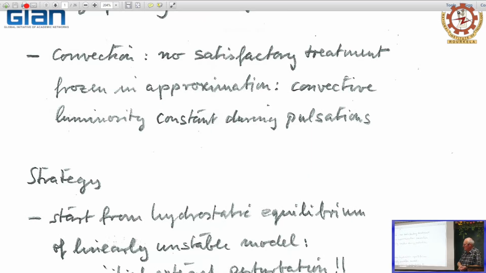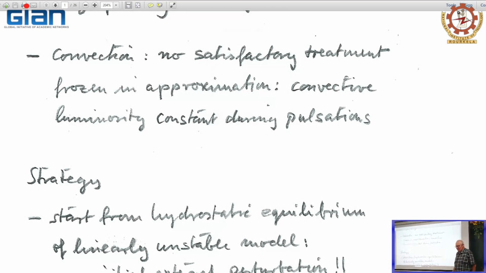So these two possibilities are both not what we would like to have. What we would like to have is that the instability develops itself, and we want to see the exponential growth of the instability with the correct or predetermined pulsation period and the predetermined growth rate.